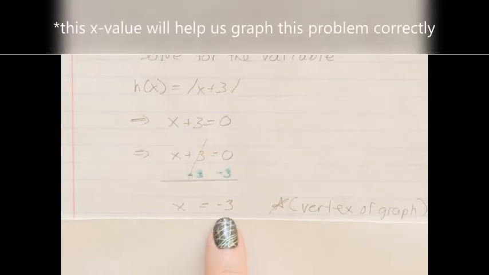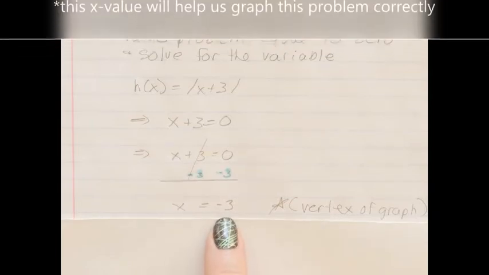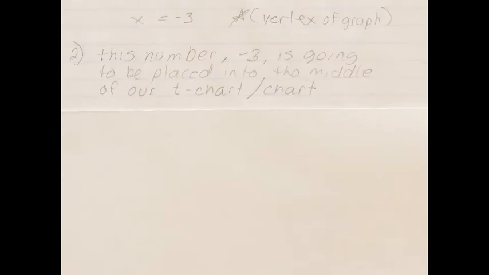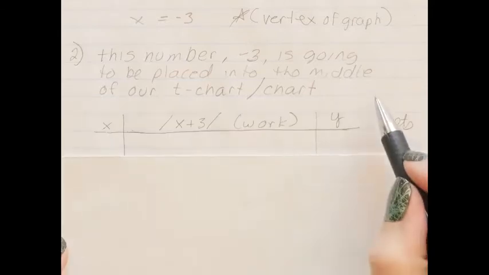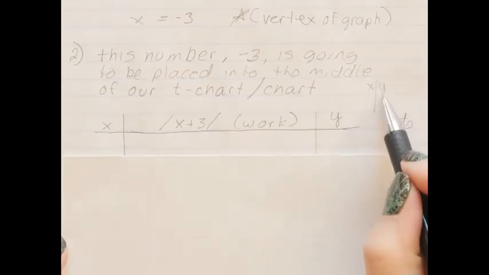Using this point, we can take this problem and graph it correctly. Step 2. This number that you found, x equals -3, is going to be placed into the middle of our T-chart or just chart, however you want to say it. Now, a lot of us are used to doing the charts where we just go X, Y.